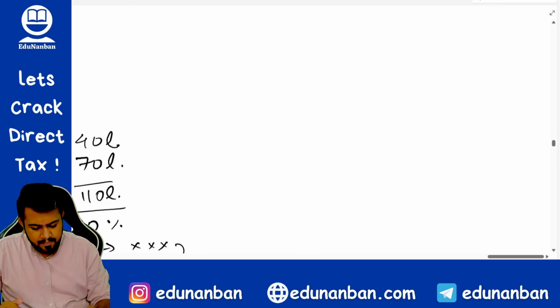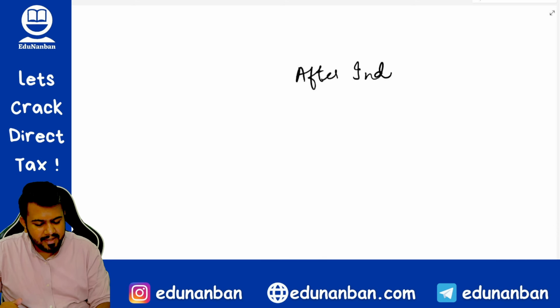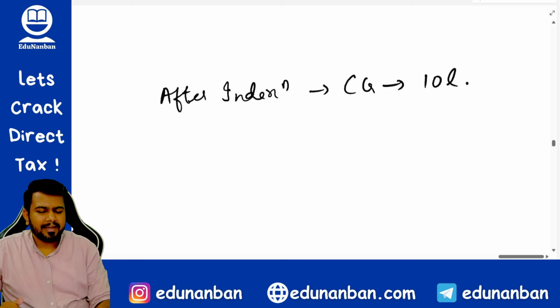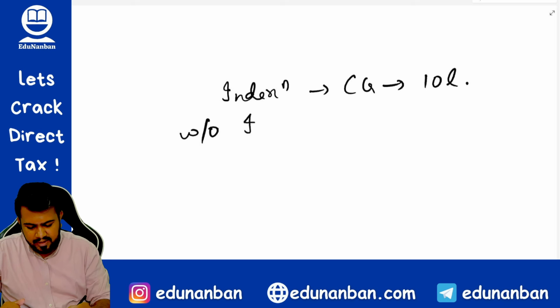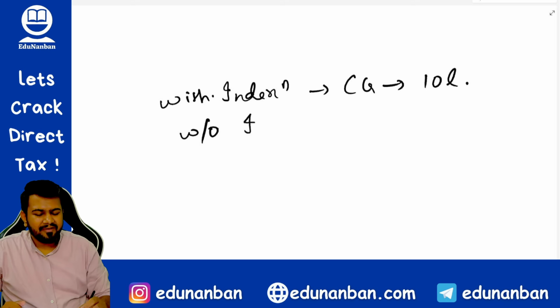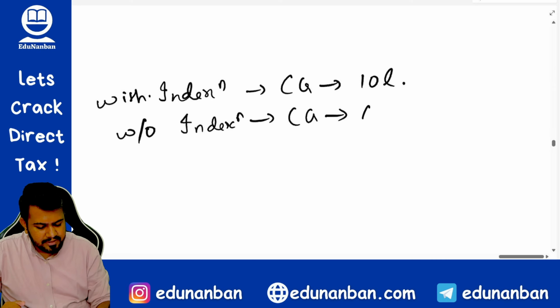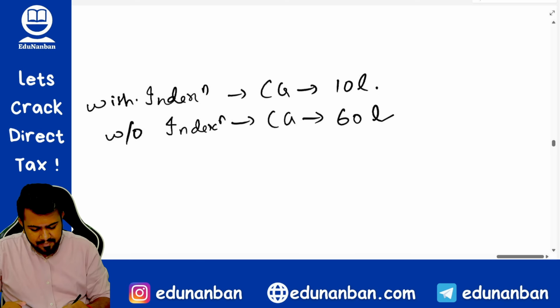Now let us imagine, I am taking another example. Let's say after indexation, the capital gain comes to 10 lakhs. Here we will keep with indexation and without indexation, so you will not get confused. With indexation, the capital gain is 10 lakhs. Without indexation, the capital gain is 60 lakhs. But now you know what will happen.